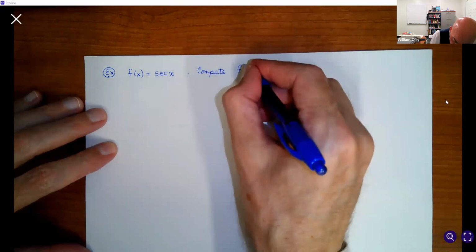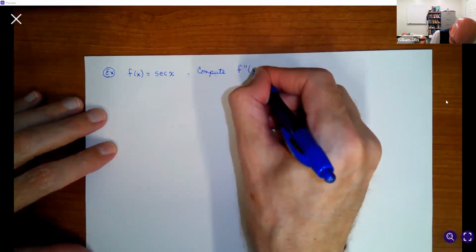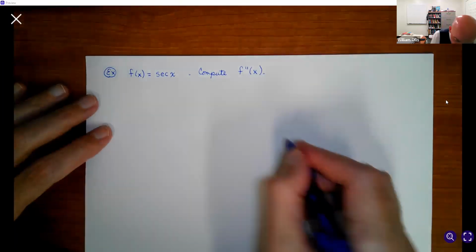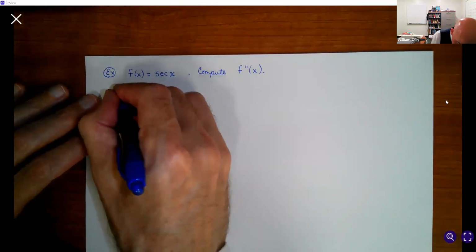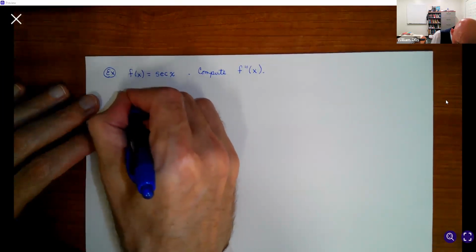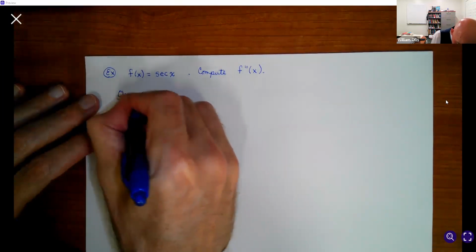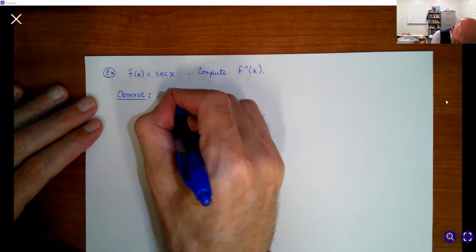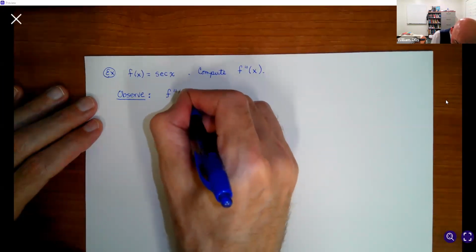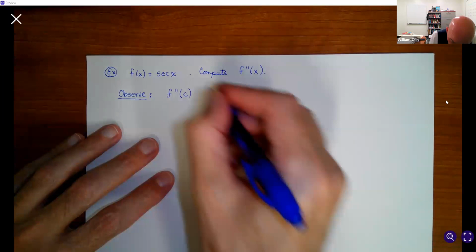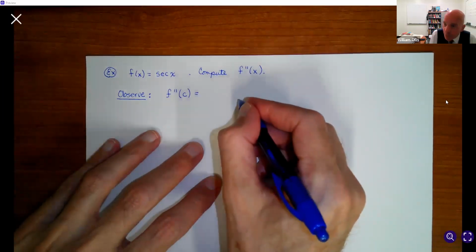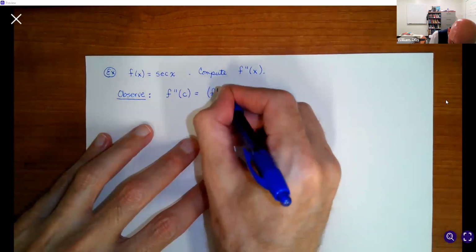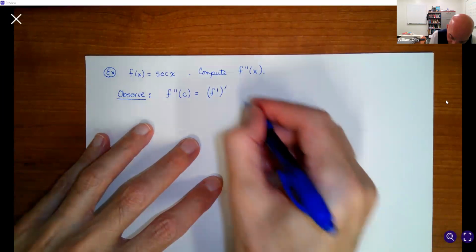F double prime. You're thinking, well, what does that mean? Okay, so the two tick marks means take a second derivative. So for instance, let's just observe what we're doing. When we think of the derivative of f at c, we just apply it again. So if we say f double prime at c, what we need is take the derivative of f prime, so we have f prime differentiated at c.